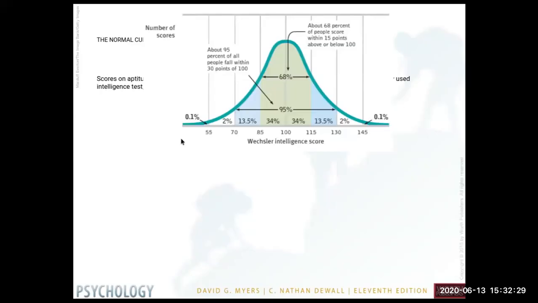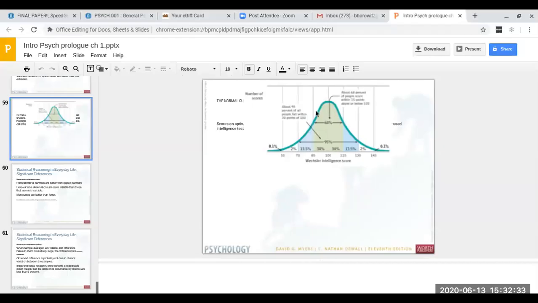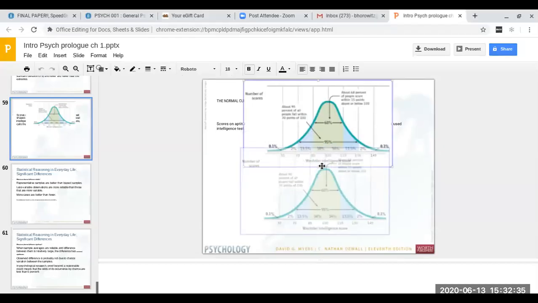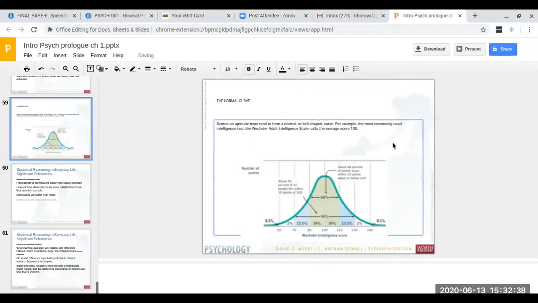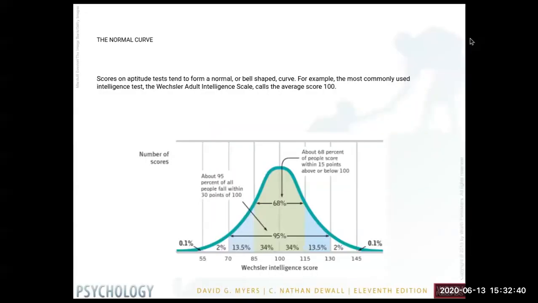Here is a normal curve. Let me move this down again. I don't know why it does this, but I'll bring it down. Here we go. And back here. And what we see here is an aptitude or an IQ test.